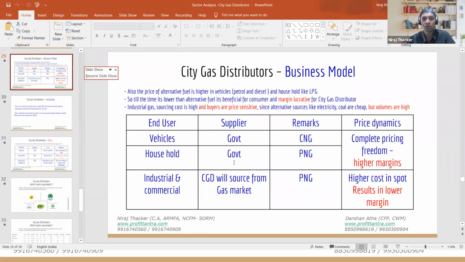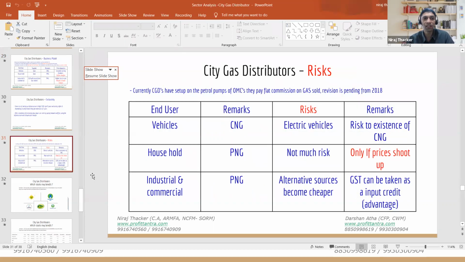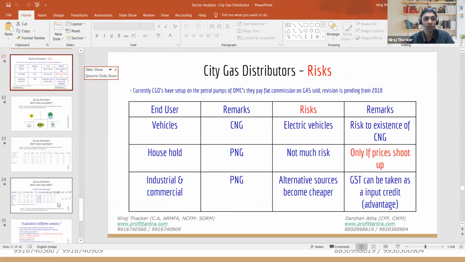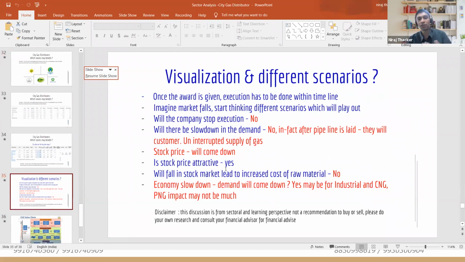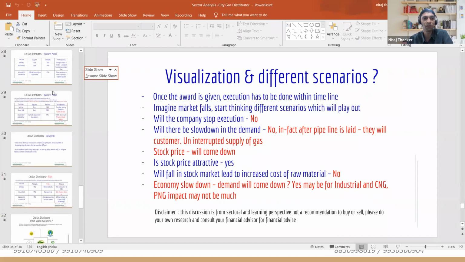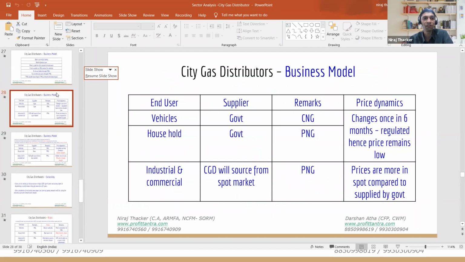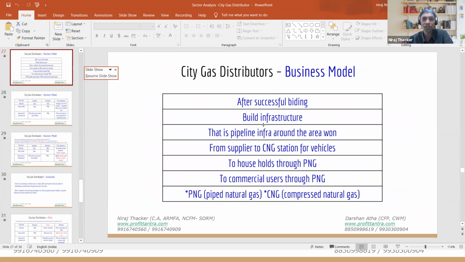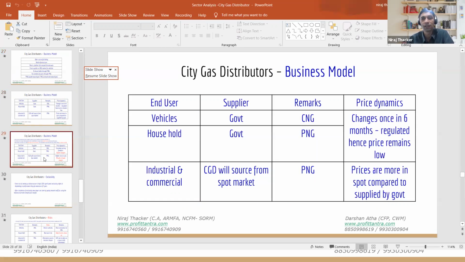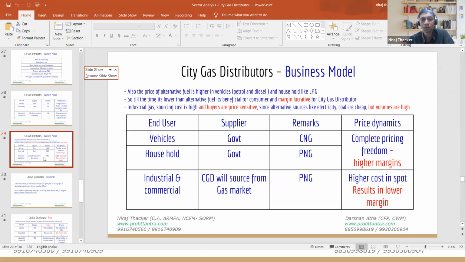Then I have used a business model in terms of pricing. There are different components of the business: one in terms of pricing, one in terms of end user, one in terms of your stock price and usage. All these 3-4 points I have used for businesses which will have an effect. And then one summary. First you start with a summary: after successful bidding, what will happen? Then build infrastructure, then what will happen? Then you take one point and start analyzing the risk. This will help you to understand.